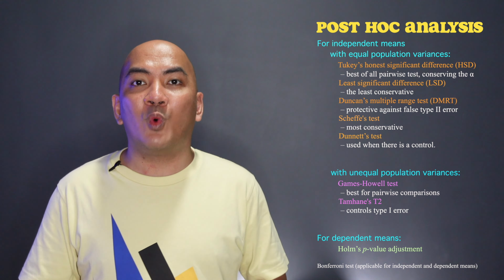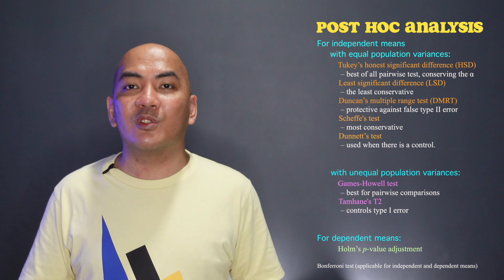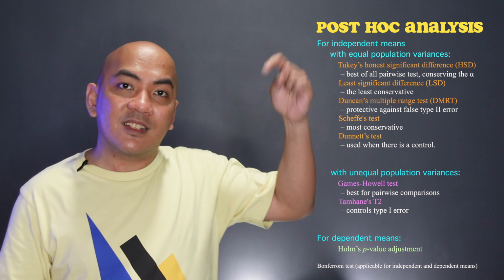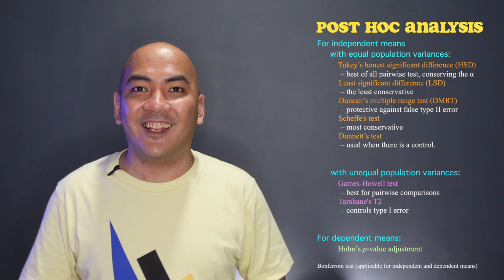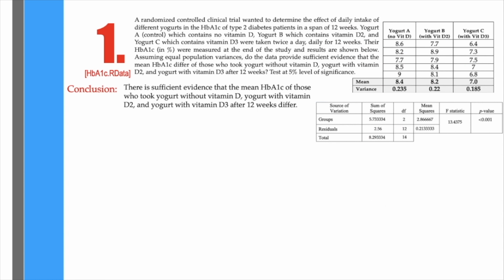If you are curious about the other differences among these post hoc analyses, I have posted the link to other readings in the description box below. Now, going back to example number 1, again, our conclusion was that there is sufficient evidence that the mean HbA1c of those who took the 3 different yogurts differ after 12 weeks.